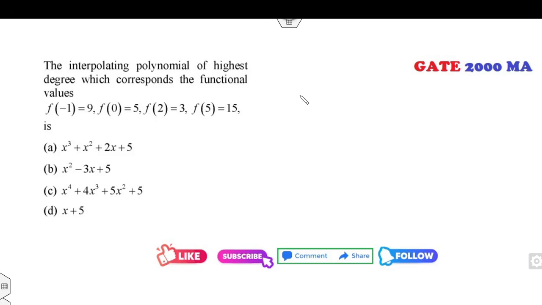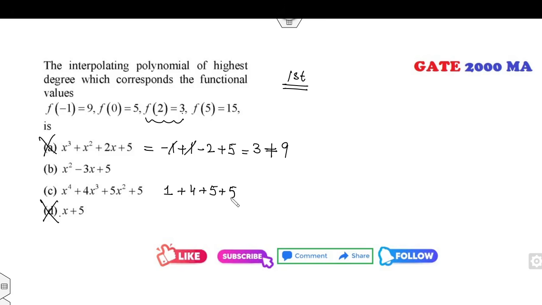The polynomial of the highest degree. Again, there are 2 methods. The first method, you can check the options. Clearly f of 2 is not equal to 3. Fine. f of minus 1: you can see minus 1 plus 1 minus 2 plus 5, so that will be 3, which is not equal to 9. This option is also cancelled. Now f of minus 1, again you can see 1 plus 4 plus 5 plus 5 is not equal to 9. This option is also cancelled. The only right option is B, my correct answer. This is the first method.